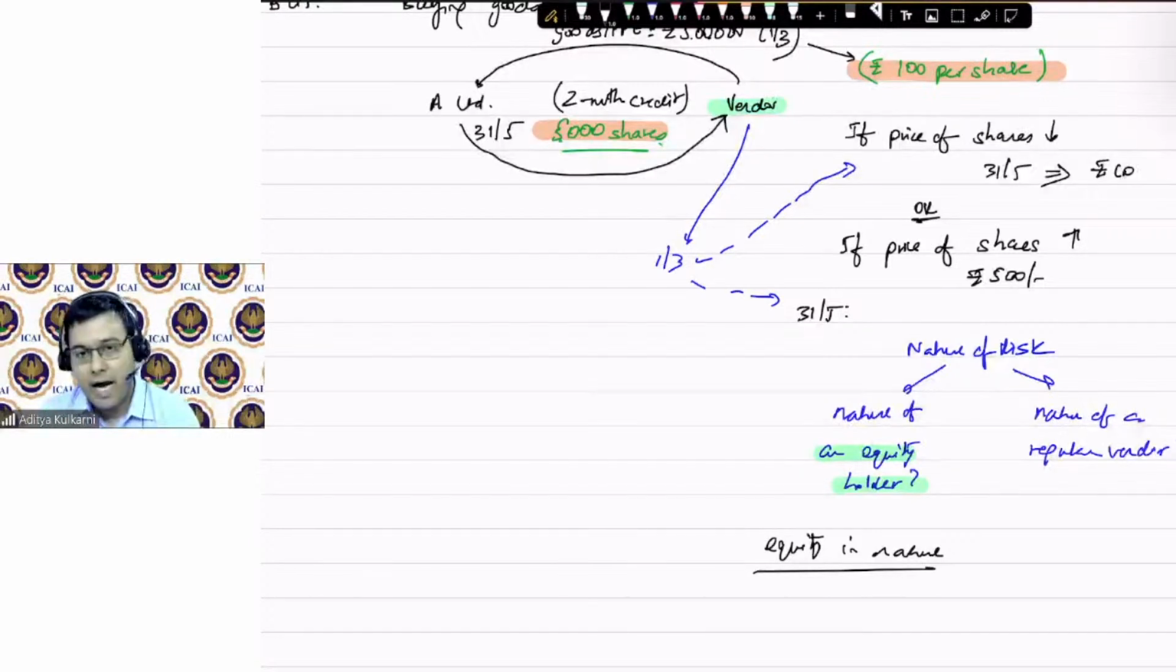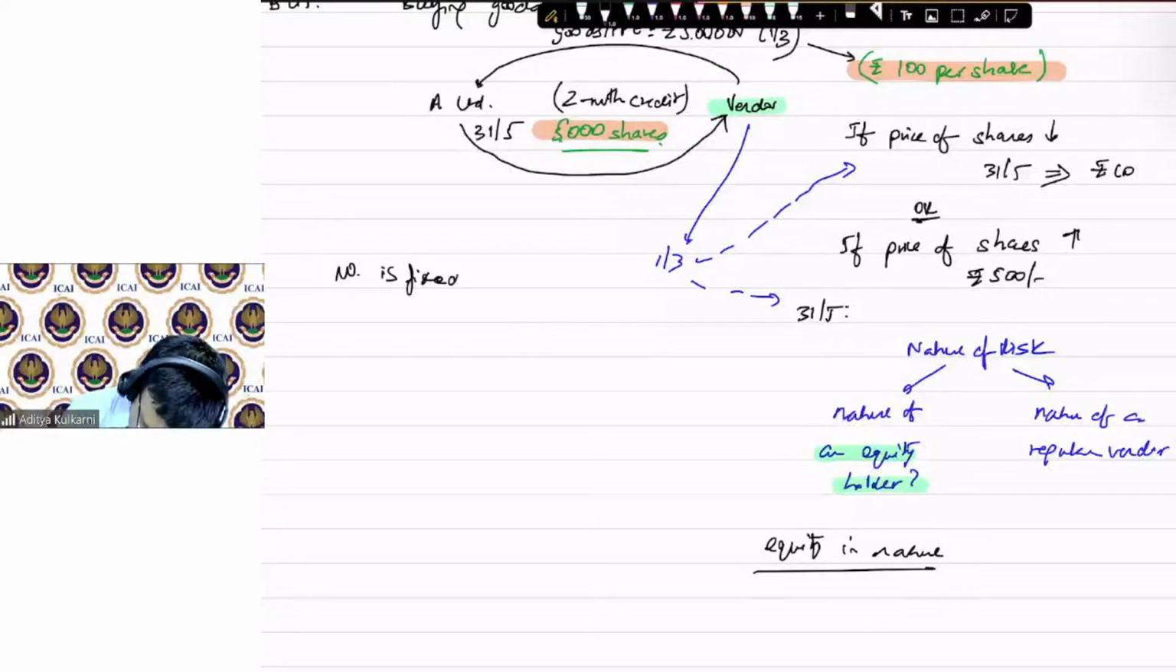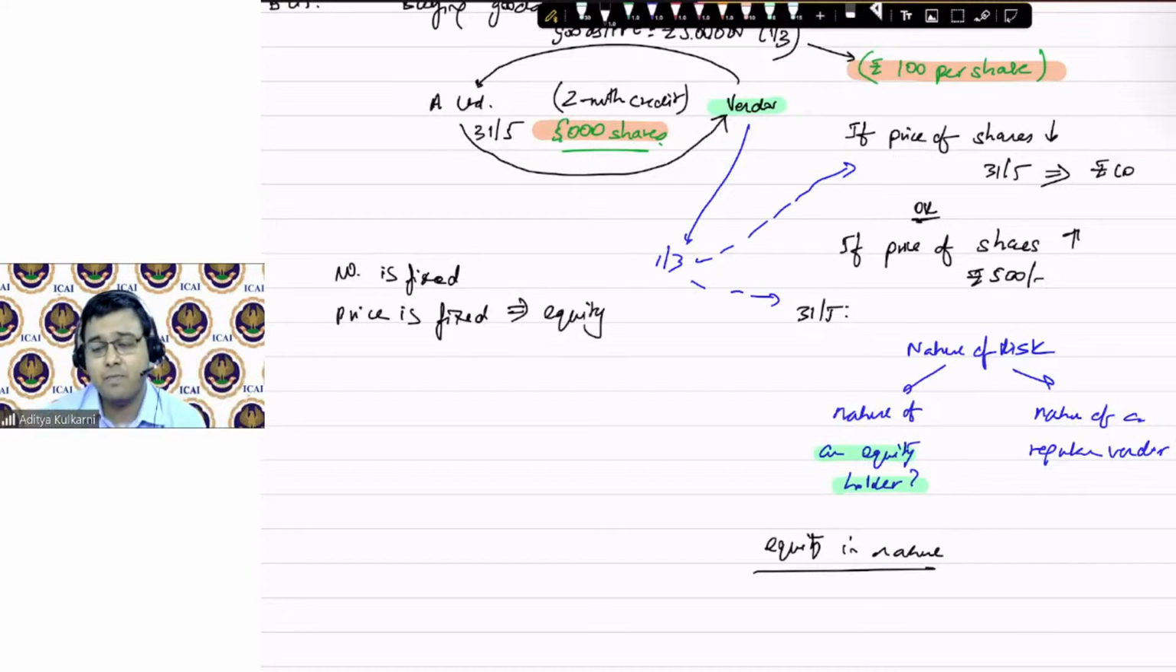See, I'm immediately changing the question in the alternative to this. But right now, can I say that the instruments being issued are equity in nature? Yes. So therefore, number is fixed, price is fixed. What is the nature of instruments being issued? Sir, this is going to be in the nature of equity.